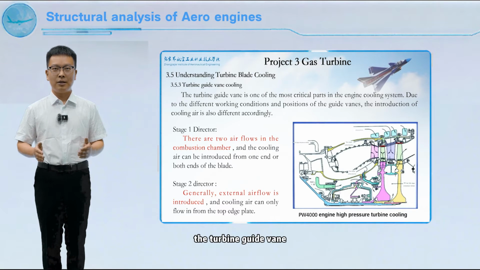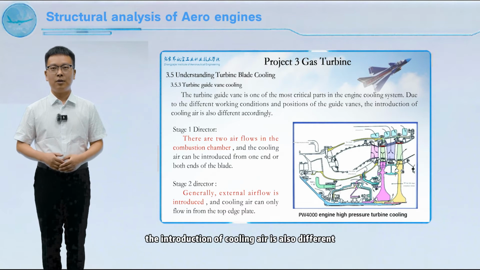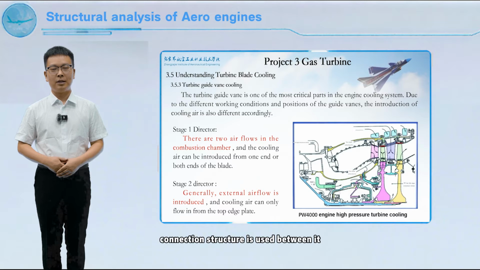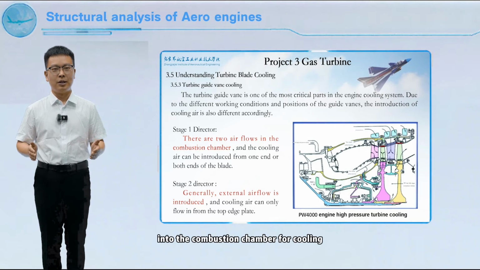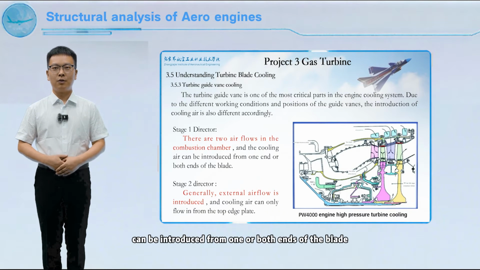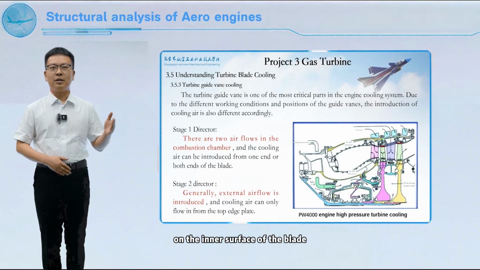The turbine guide vane is one of the most critical parts in the engine cooling system. Due to the different working conditions and positions of the guide vanes, the introduction of cooling air is also different accordingly. For the first stage turbine guide vane, since a double pivot connection structure is used between it and the casing, two airflows are generally introduced into the combustion chamber for cooling. The cooling air can be introduced from one or both ends of the blade to perform convective heat exchange on the inner surface of the blade.